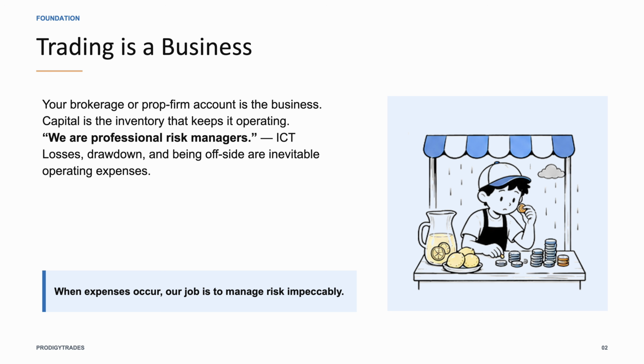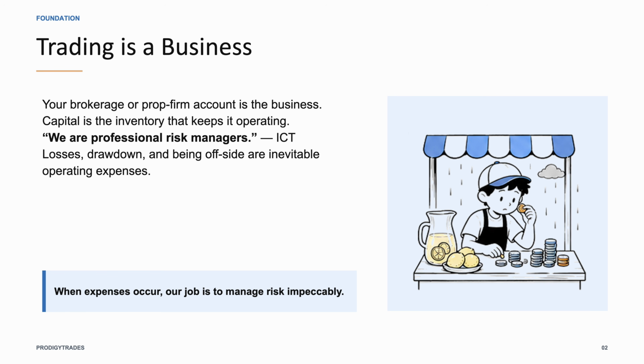Sometimes demand is lower than you expect. Sometimes it rains. Sometimes you prepare correctly and the day still does not go your way. Trading works the same way. Your brokerage or prop firm account is the business. Your capital is the inventory that allows the business to keep operating. And each trade is a decision to allocate some of that inventory under uncertainty.